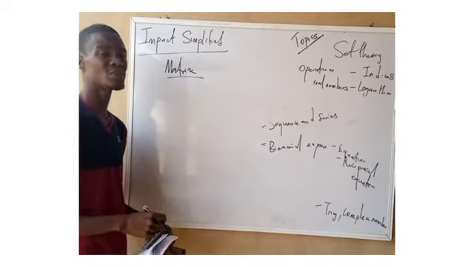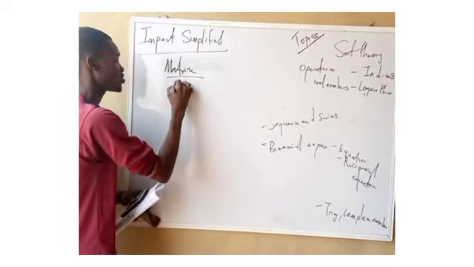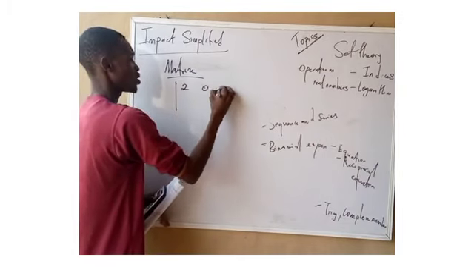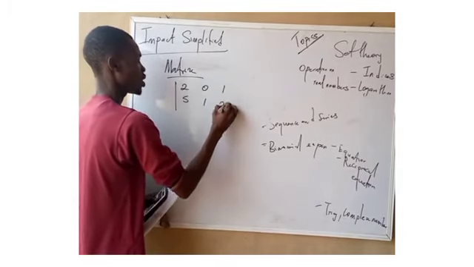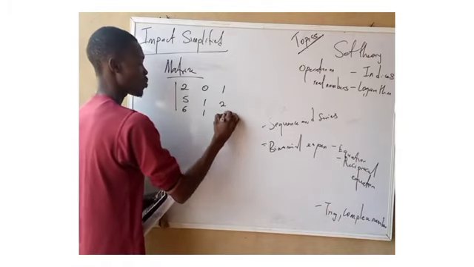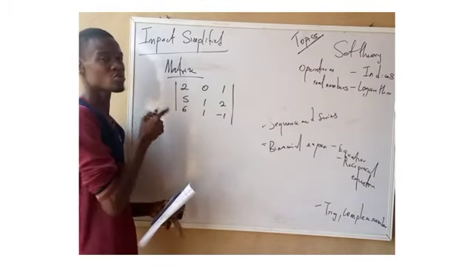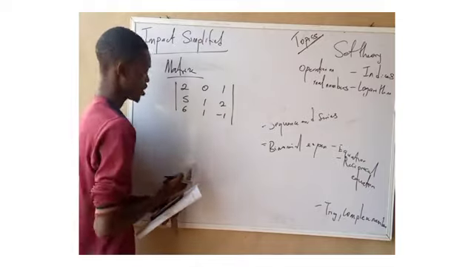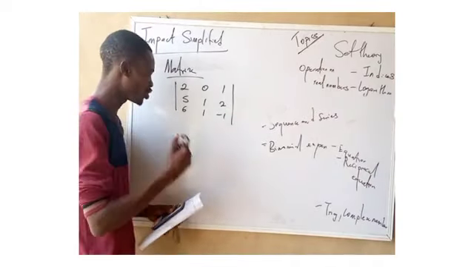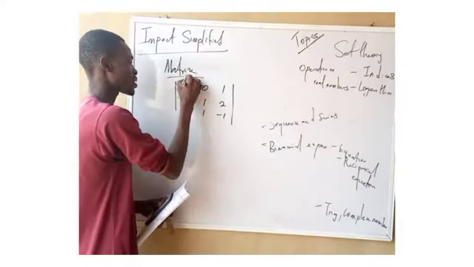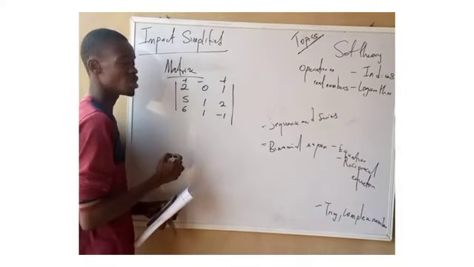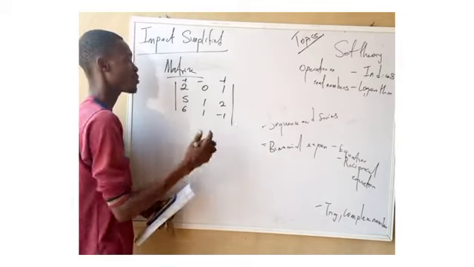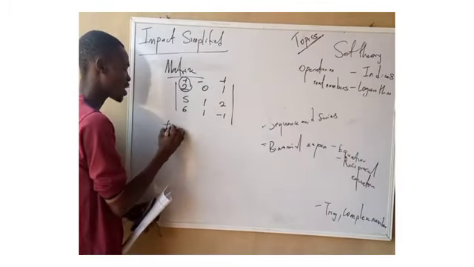Now, if you want to solve a determinant of a 3 by 3 matrix, let's assume we have 2, 0, 1, we have 5, we have 1, we have 2, we have 6, we have 1, we have minus 1. Don't use calculator to solve this. It's better you solve it on your own. And how will you solve? You assign signs to the first row. That means you assign positive, negative, and positive, and then you pick them one after the other.